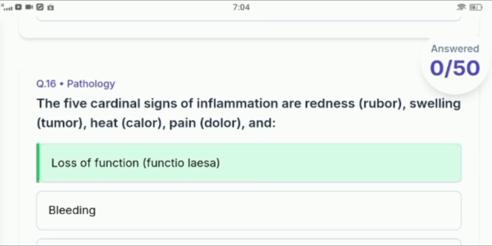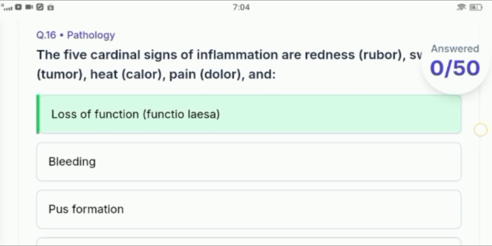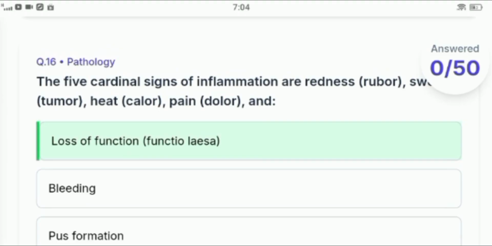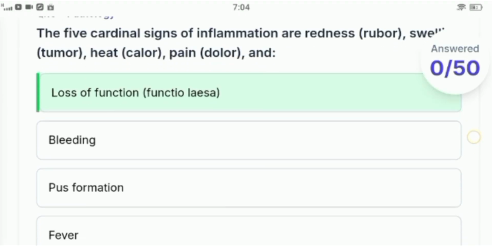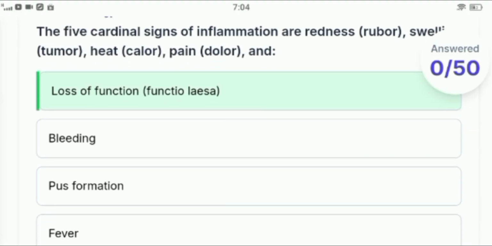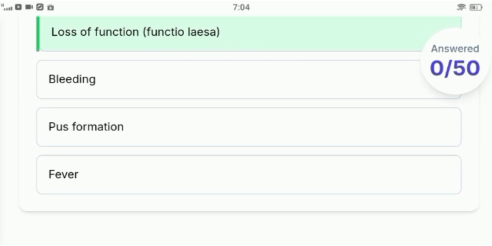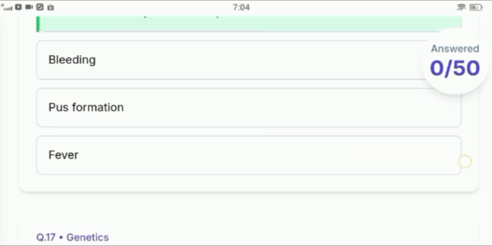16. Pathology. The five cardinal signs in inflammation are redness (rubor), swelling (tumor), heat (calor), pain (dolor), and option A loss of function (functio laesa), B bleeding, C pus formation, and D fever. So the correct answer is A, loss of function.